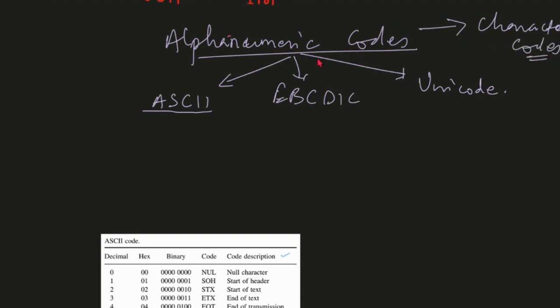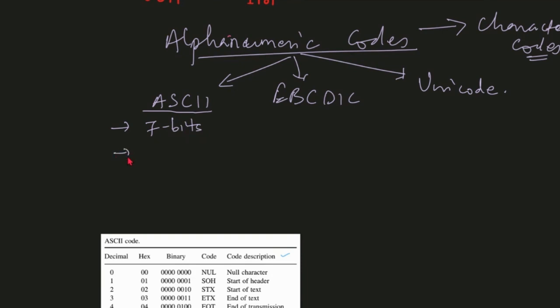So each of the possible characters, suppose it is the at-the-rate symbol, is understood by the computer not as the symbol itself but by a code. That code can be 8-bit, 7-bit, or 32-bit, based on the coding type that we are using. Suppose we are using ASCII coding. This basically uses a 7-bit representation of the character, so each character will be represented by 7 bits.